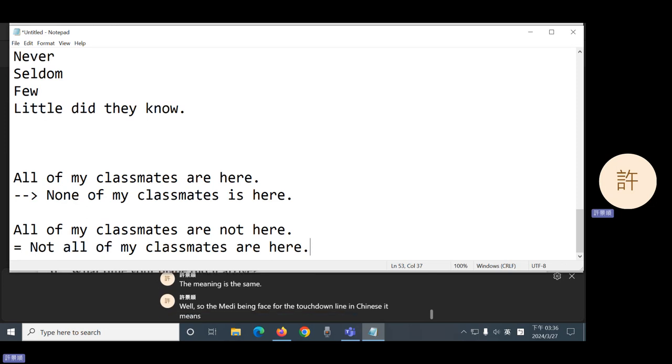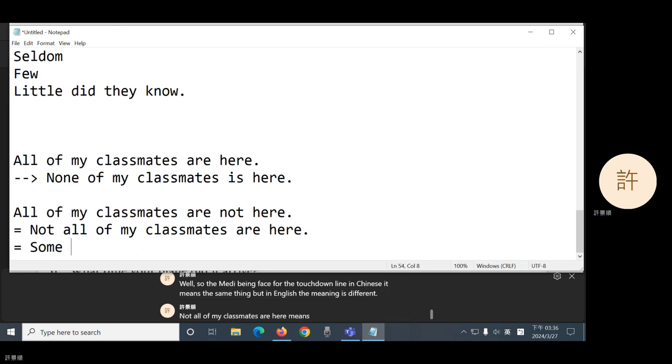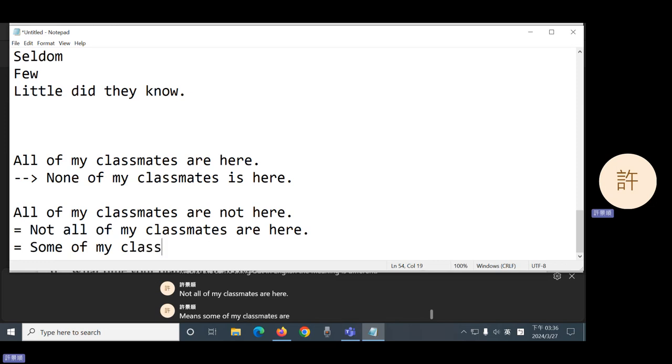我所有的同学都没来,并非所有的同学都来了. In Chinese, it means the same thing. But in English, the meaning is different. Not all of my classmates are here means some of my classmates are here. You're negating the word all. You're not negating all of your classmates, you're negating one word, all. So you're negating the idea of 所有, right? So in English, some, yeah, that's exactly what I wanted to say.